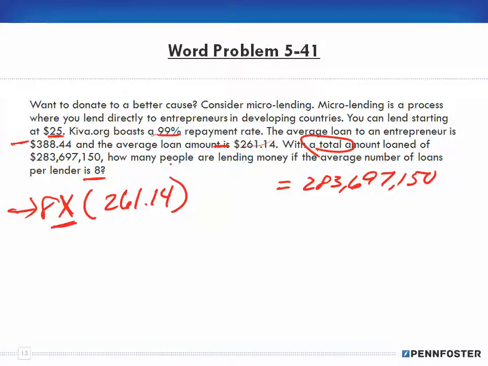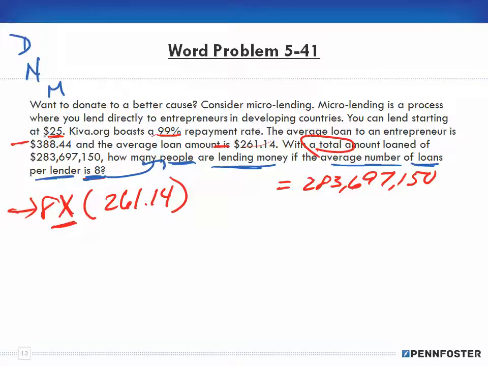But here's the important thing about this problem. If you had gone back to the previous chapters and watched my videos, I talked about how, when you're looking at a word problem, you have information that's directly related to solving the problem, information that has nothing to do with the problem, and information that has to be modified in order to solve the problem. Here I am, I can start lending at 25. Well, it's asking how many people are lending money if the average number of loans per lender is 8.